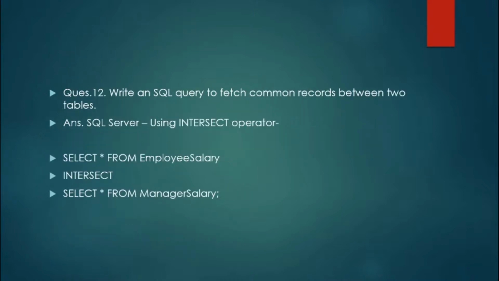Now write an SQL query to fetch common records between both the tables. If you want to fetch the common records from both the tables, you will be using the INTERSECT operator. For using it, you first write your first SQL query, then the INTERSECT operator, followed by the next SQL query. So we have written here SELECT * FROM EmployeeSalary INTERSECT SELECT * FROM ManagerSalary.